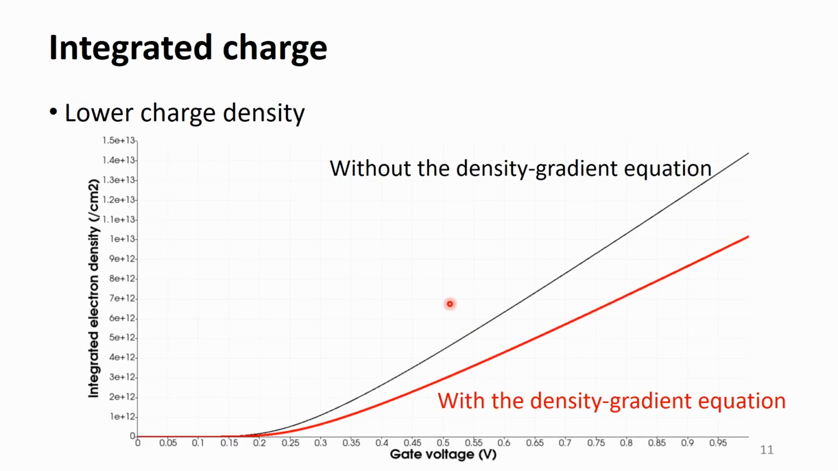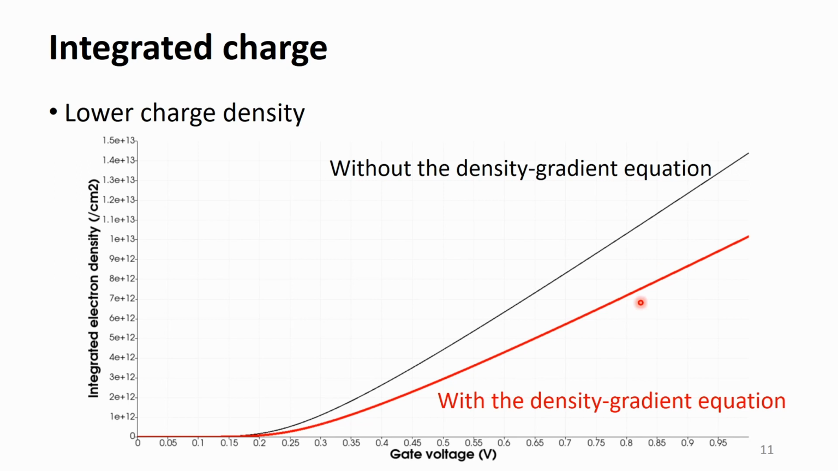When the density gradient equation is added, the integrated charge as a function of the gate voltage is heavily affected. The black curve shows the result without the density gradient equation. It was already shown in lecture 8. The red curve is the result calculated with the density gradient equation. Effectively, the oxide capacitance seems to be reduced.